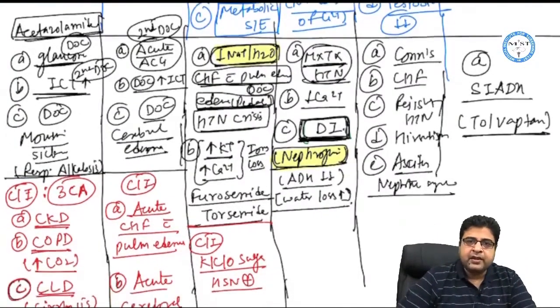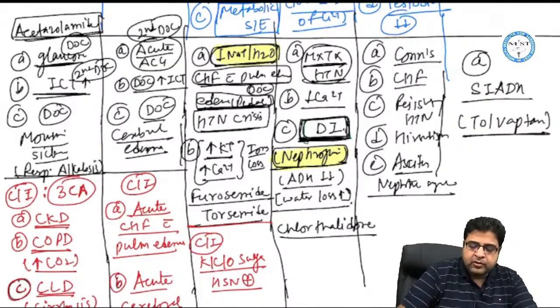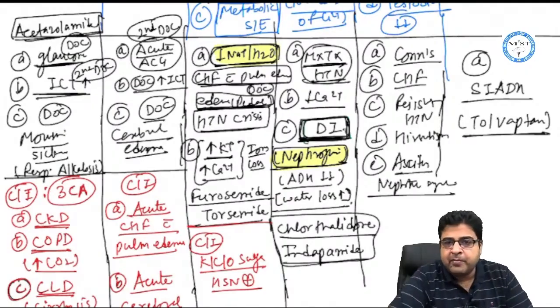So thiazides are given as first line drugs for maintenance treatment of hypertension, and the drugs which belong to this class are chlorthalidone and indapamide. So the medicines which we discussed here were chlorthalidone and indapamide. These are the two medicines.